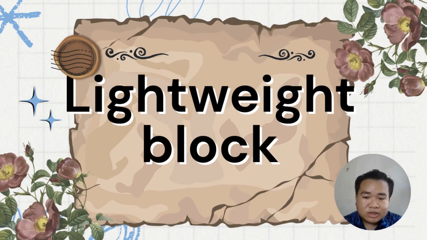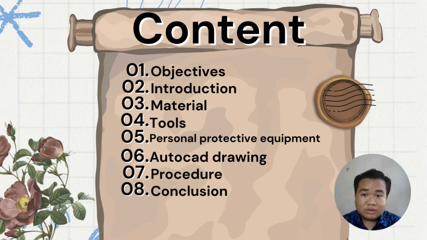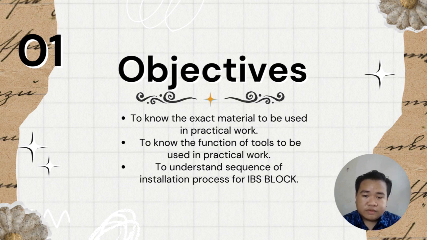Now, let's talk about how to do lightweight block. The content of this practical work is objectives, introduction, materials, tools, personal protective equipment, AutoCAD drawing, procedure, and the conclusion. The objectives of this practical work are to know the exact materials to be used and the function of each tool in the practical work, and to understand the sequence of installation process for IBS block.